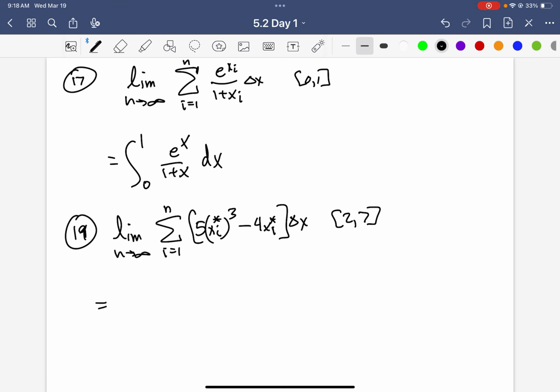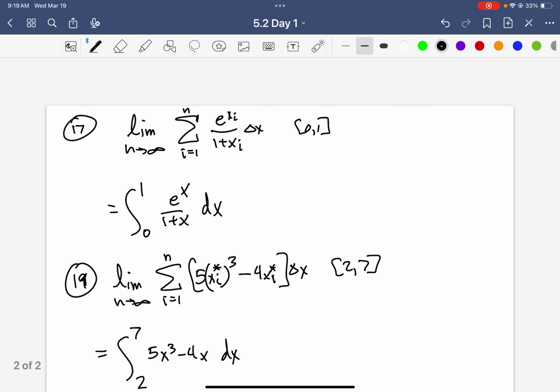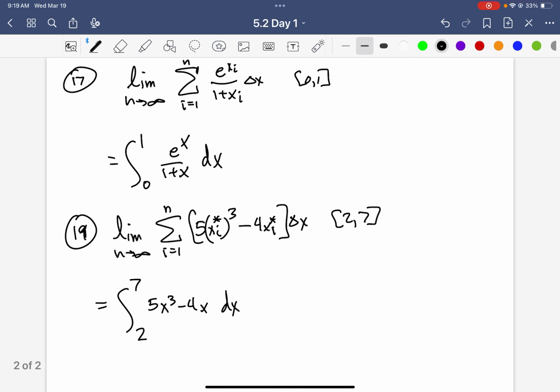So this is going to be equal to an integral. I'm going to sum up, this is an elongated S, infinitely many rectangles from x equals 2 to x equals 7. In the limit, my delta x becomes dx, and the function that I'm going to integrate here is x cubed minus 4x. So that's another way to write that sum. So that's 19.